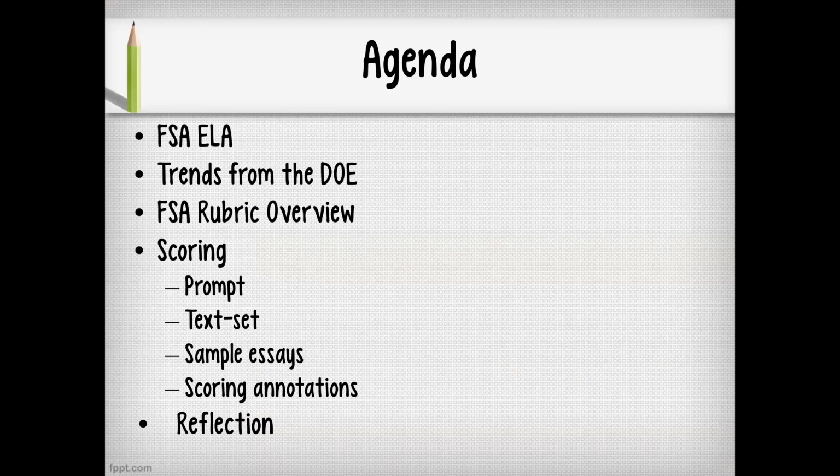On our agenda today, we will first spend some time talking about the FSA ELA assessment. Then we will look at some trends and tips from the Department of Education regarding the ELA and text-based writing component. Then we will do an FSA rubric overview where we will spend some time really breaking down the language of the rubric. And then we will finish by doing some scoring. We will look at a prompt and a text set and some sample essays along with some scoring annotations to really understand how students score within the score ranges, and then finally end with a reflection.